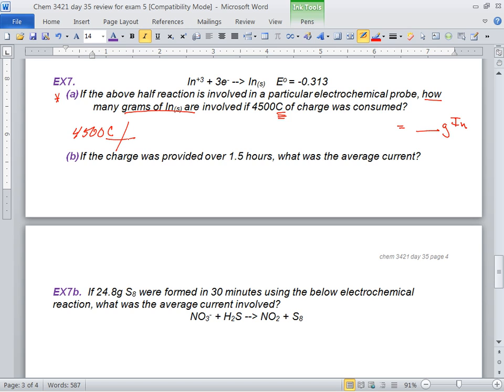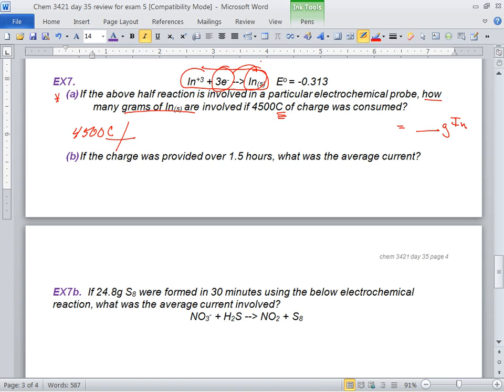And where electrochemistry really gets you is, first, that we got to see this. Here's a mole bridge. It just involves non-traditional things, like 3 moles of electrons for every 1 mole of indium. So if we use this mole bridge of electrons to indium, we're set. Because then you just use the molar mass of indium and you're done.